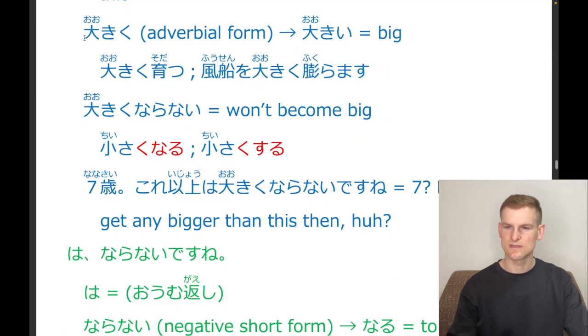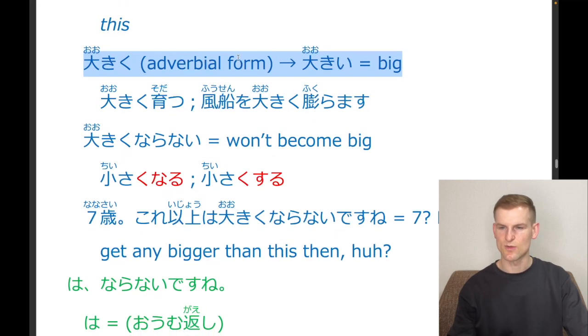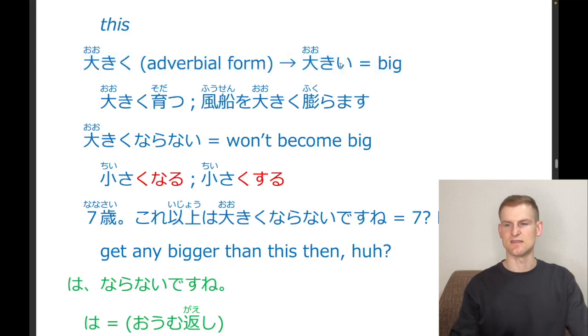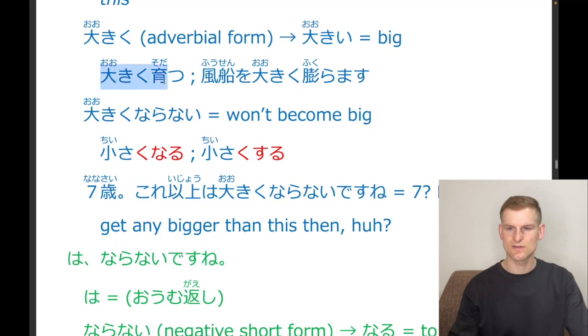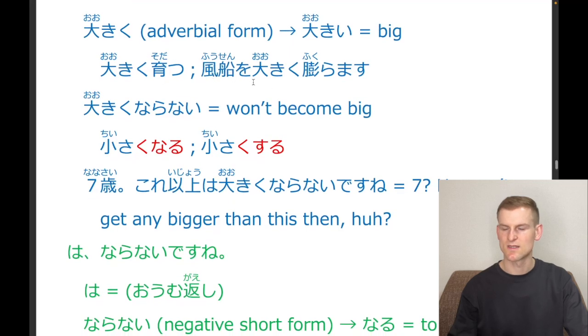So 大きく. This is the adverbial form of 大きい, which means big. So all you have to do to get an adverbial form of an I adjective in Japanese is change the I to a ku, and you'll get the form there. Okay, so you could say like 大きく育つ. So that's to grow up big. Okay, or 風船を大きく膨らます. 風船 is a balloon. 大きく, big, 膨らます, to blow up. So to blow up a balloon really big. So it's kind of like an adverbial form of the adjective 大きい.